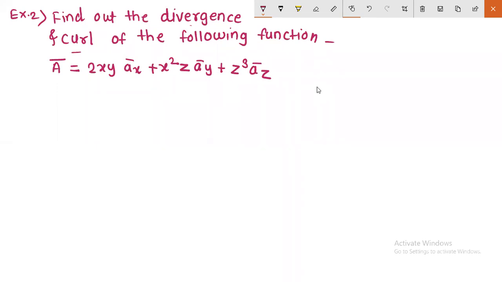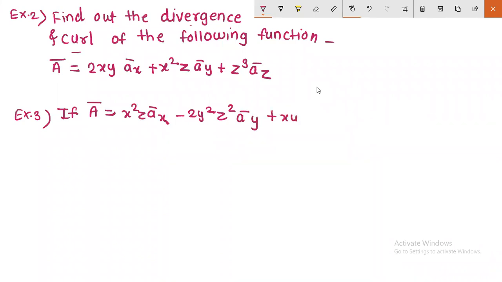Take one more example. If a bar is equal to x square z into unit vector a bar x minus 2y square z square into unit vector a bar y plus xy square z into unit vector a bar z, find del dot a bar at point 1 minus 1 and 1. Okay, point 1 minus 1 and 1.